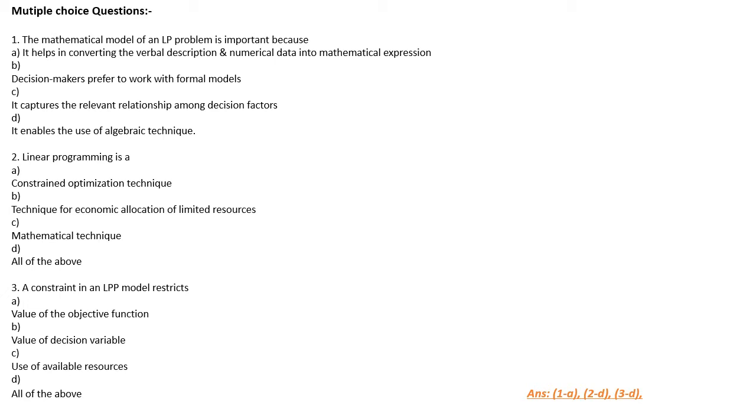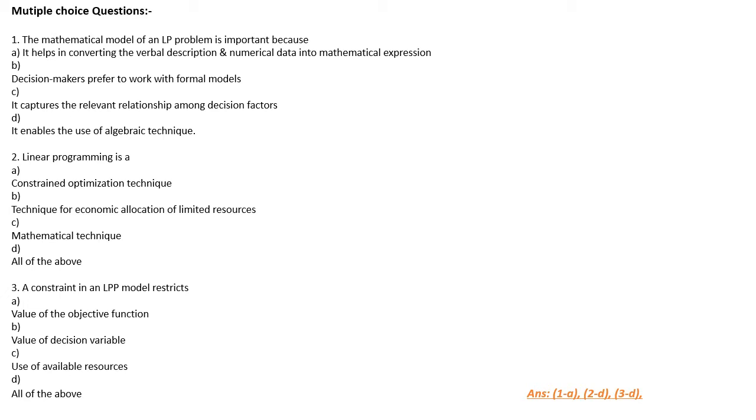Second, linear programming is a dash. Option A, constrained optimization technique. B, technique for economic allocation of limited resources. C, mathematical technique. D, all the above. Correct answer: all the above.